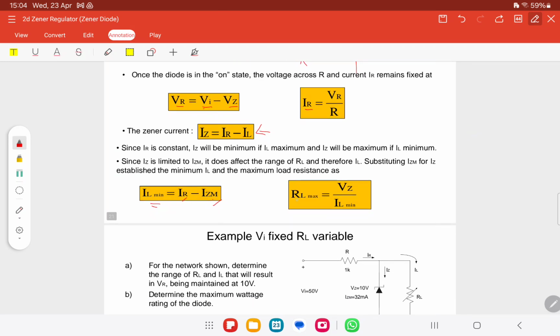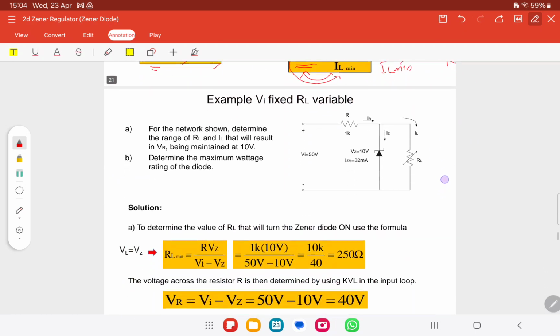Okay, for the RL max, it equals VZ or VL, so it is the same. Okay, you can change it if V equals to IR, I equals to V over R. So if you want to turn it around, IL on this side and R going down here, that is also fine. Up to you. Okay, we have one example here.